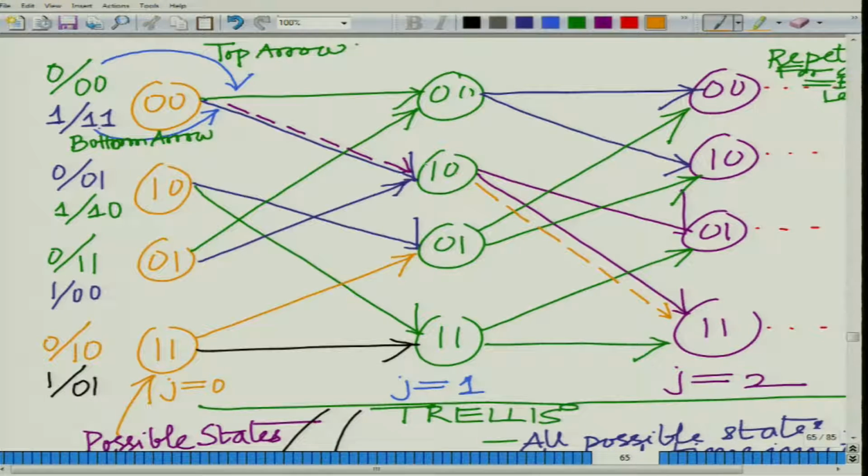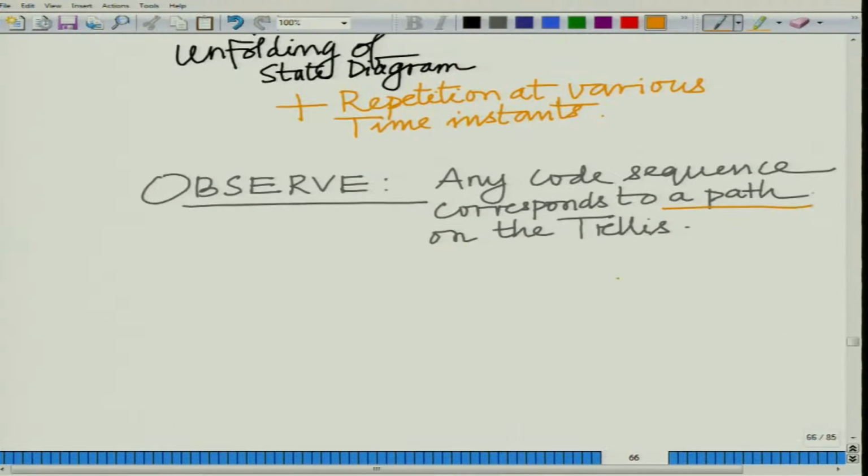So now you can see this state sequence corresponds to a path in the trellis, and that path is nothing but the path from 0 0 to 1 0 to 1 1. So any code sequence corresponds to a path in the trellis. I want to emphasize this again. You can visualize it with a simple example.